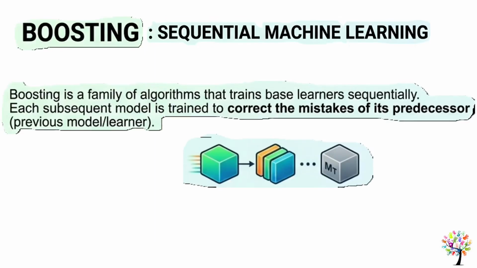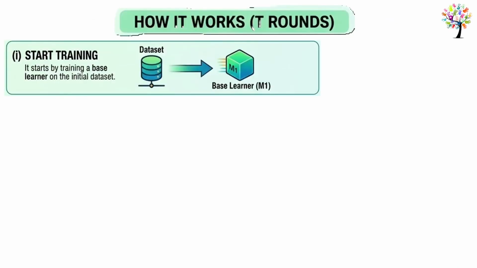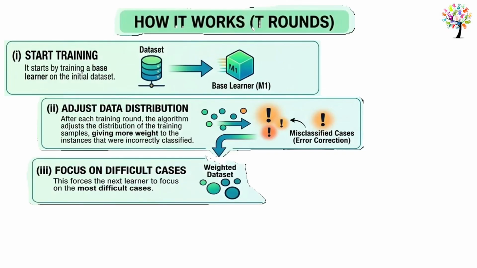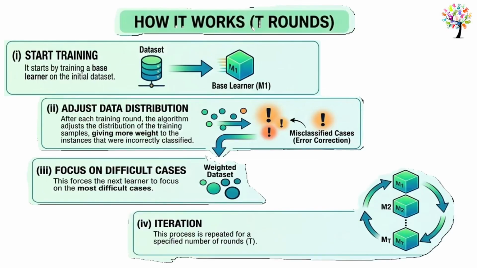their predictions. So boosting is a family of algorithms that trains base learners, like I've mentioned, sequentially, and each subsequent model is trained to correct the mistakes of its predecessor. So how does it work? You start training the base learner on the initial dataset. After each training round, the algorithm adjusts the distribution of the training samples, giving more weight, importantly, to the instances that were incorrectly classified. This forces the next learner to focus on the most difficult cases using a weighted dataset, and this process is repeated T number of times, or number of rounds.